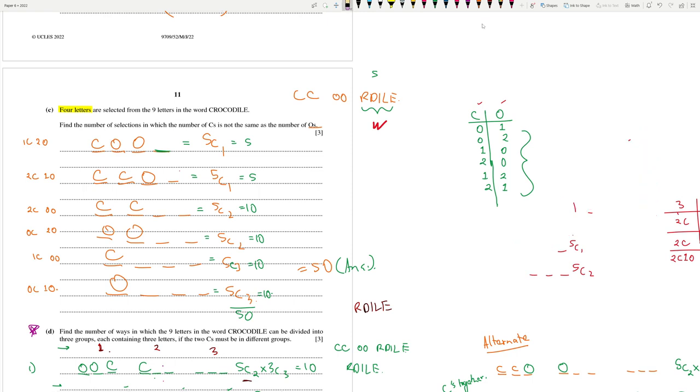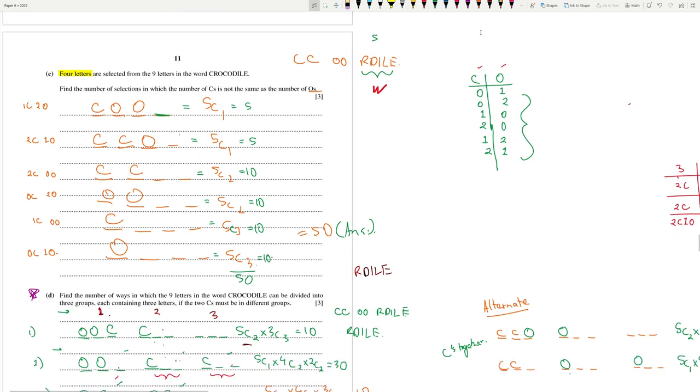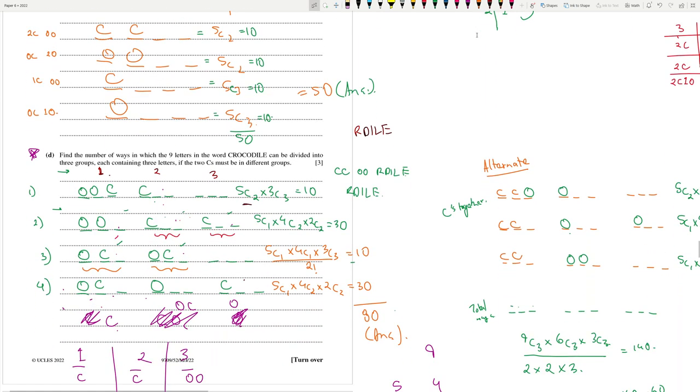Now let's move on to the next one. Find the number of ways in which the 9 letters in the word crocodile can be divided into 3 groups, each containing 3 letters, if the 2 C's must be in different groups. So this is a rather difficult variation, which is pretty rare. I haven't seen this much.